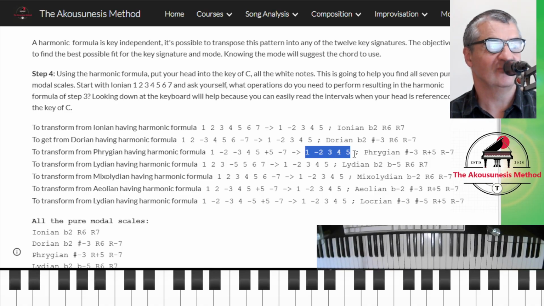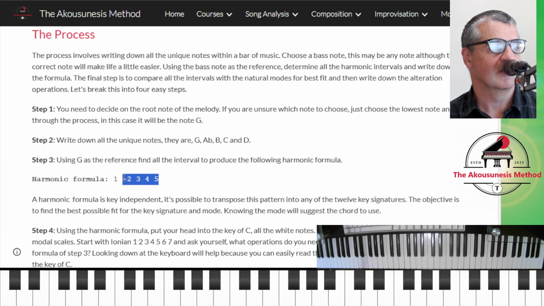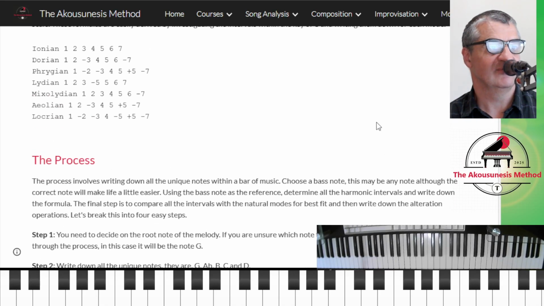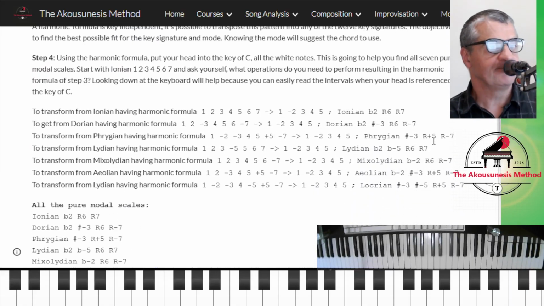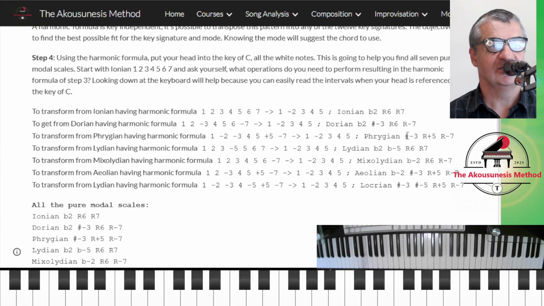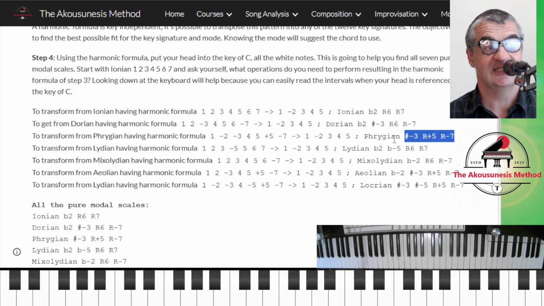And that's the final result where we want to get to, which was a harmonic formula from up here, which is the representation of this. Okay, so that's Phrygian, and that there has only 3 operations too. So that's a nice one. It's only got 3 operations.